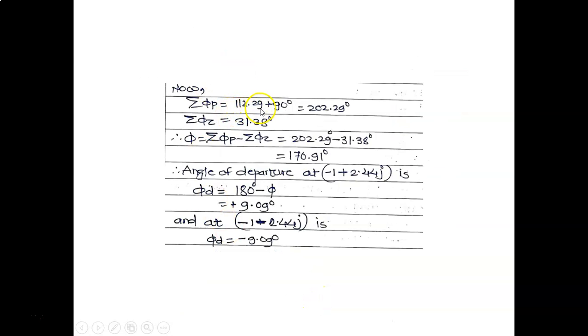Therefore summation of phi P is equal to 112.29 plus 90 degree is equal to 202.29 degree. Summation of phi Z is equal to 31.38. Therefore phi is equal to summation of phi P minus summation of phi Z, which is equal to 202.29 minus 31.38, which is equal to 170.91 degree. Therefore angle of departure phi d is equal to 180 degree minus phi, which is equal to plus 9.09 degree at minus 1 plus 2.44j, and at minus 1 minus 2.44j it is phi d is equal to minus 9.09 degree. Therefore these two angles are there, 9 degree and minus 9 degree.